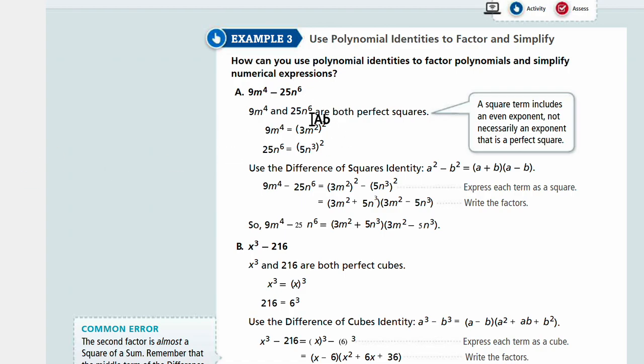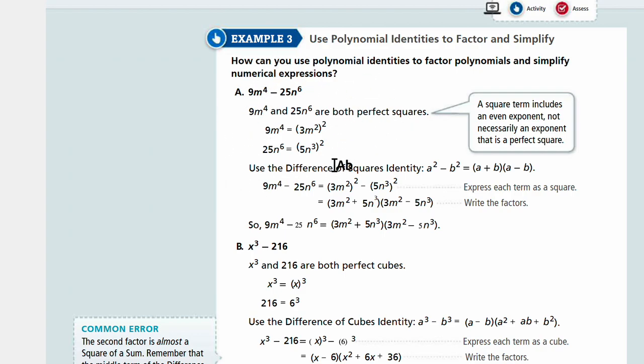9m to the 4th power minus 25n to the 6th power. They're both perfect squares. So you're going to rewrite them as squares. Because the powers are not the same, you should convert them into squares, right? We have learned the difference of squares, difference of cubes, square of a sum, sum of cubes. So we need to rewrite them in squares or cubes. So those are the things that you're looking for. Can we rewrite them as squares or cubes? For this problem, we can rewrite them as squares.